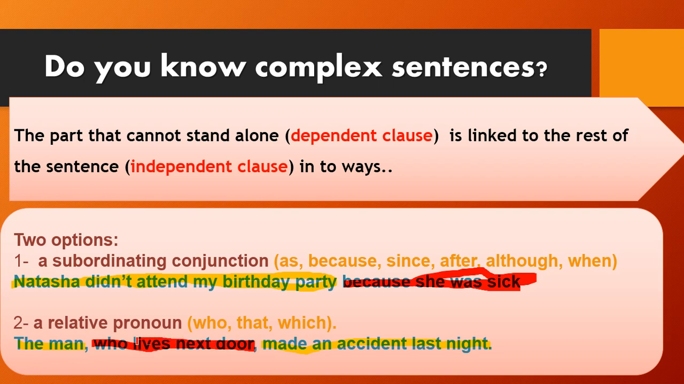Yes, it comes in the middle for a reason, because this is a relative phrase, and it's a relative clause, and it comes in the middle because it describes the word man, giving more information about it, identifying him more. So the independent one, the man made an accident last night, and I interrupted with who lived next door as more information. This is the dependent one. It starts with who, a relative pronoun.